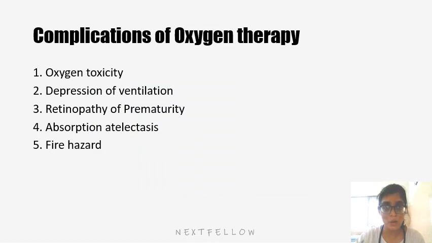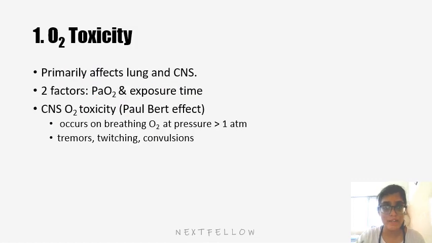Complications of oxygen therapy or oxygen toxicity: depression of ventilation, retinopathy of prematurity, absorption atelectasis, and fire hazard. O2 toxicity primarily affects the lungs and the central nervous system. It depends on partial pressure of oxygen and exposure time. CNS O2 toxicity is known as the Paul Bert effect. Very important MCQ. It occurs when breathing O2 at pressure greater than 1 atmosphere. It causes tremors, twitching, and convulsions. This is classically seen in hyperbaric oxygen therapy.